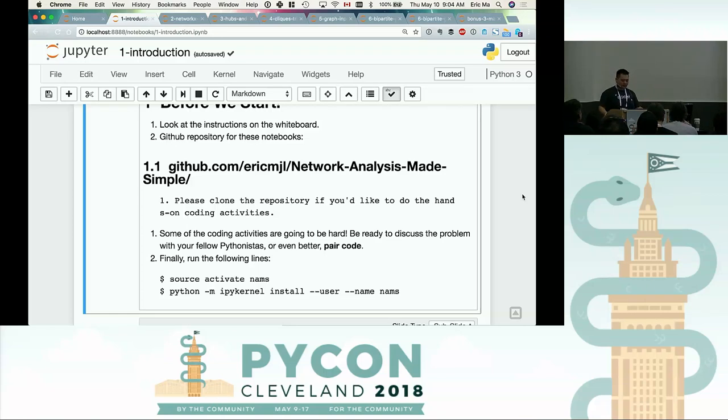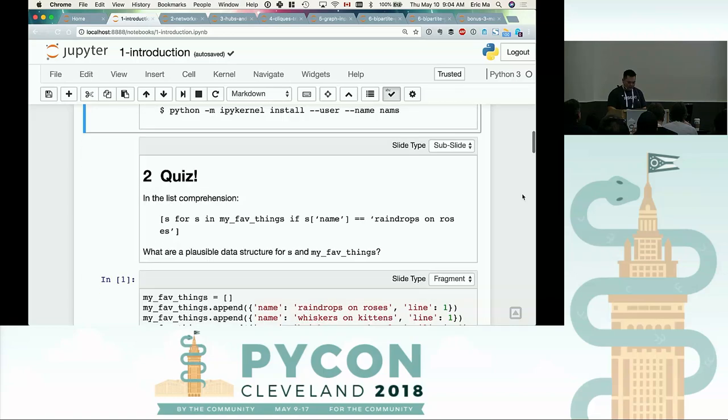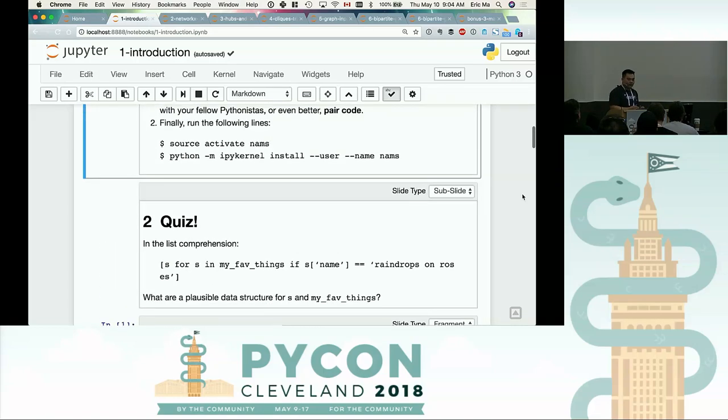Cool stuff? Great. So before we start, I wanted to do a little pop quiz for everybody. This is a workshop on network analysis, but it's also on Python. I'm assuming some level of Python knowledge. We all have to start somewhere. This is a quiz that will help you get up to speed on where I'm thinking you have to be. So take a look at this quiz here.